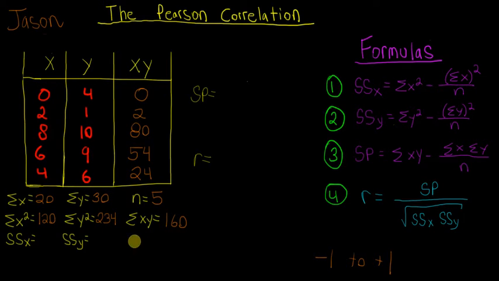So that's the easy part, summing all this stuff up. Now it gets a little bit tricky, and here's where we have to look at our formulas. The first formula is for the sum of squares for the x variable.